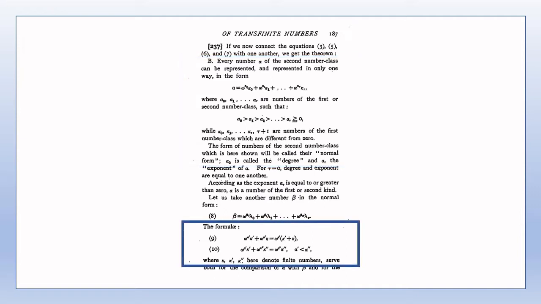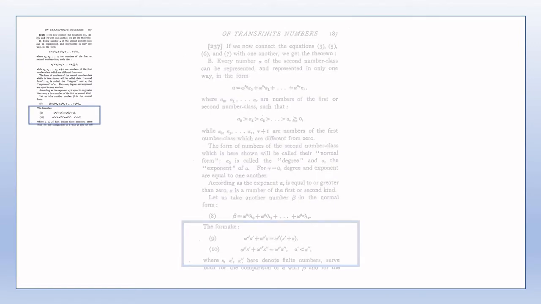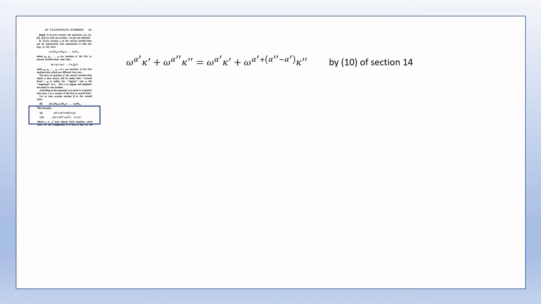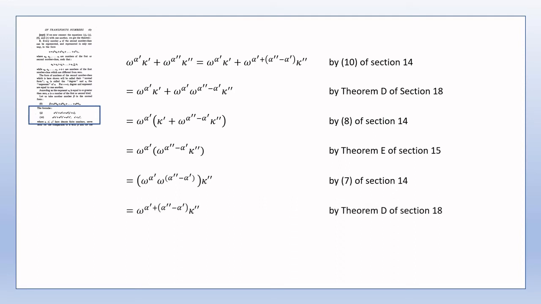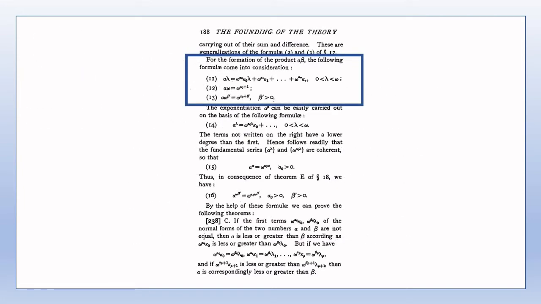Point 9 follows from point 8 of section 14, and point 10 can be seen as shown on the screen. Thus we see from point 10 that any power of omega which is followed on the right by a term which is of higher degree in omega may be omitted.